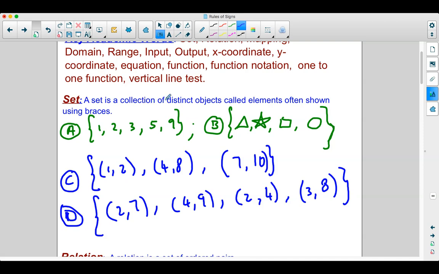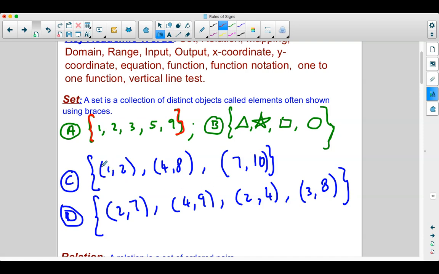A set is a collection of distinct objects called elements, often shown in braces. Okay, what we call braces are these right here. So all these are examples of sets. A, B, C, D are examples of sets. Now you can see that some of the elements are written this way. That means they are individual elements. They don't just have to be numbers. They can be alphabet, characters, symbols, as long as they are distinct.